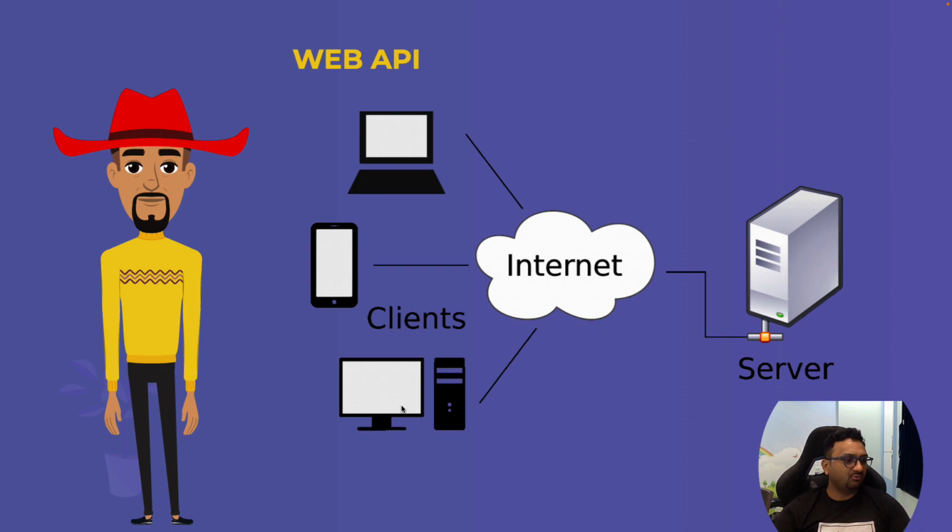Clients can be a web browser, or a mobile application, or a desktop application as well. The client is the one requesting something from the server, and the server is the responder who responds to your request over the internet. And how do they communicate? They communicate over HTTP. HTTP stands for Hypertext Transfer Protocol.